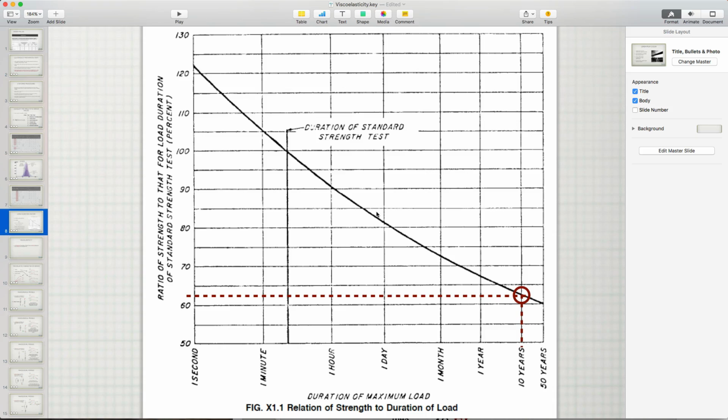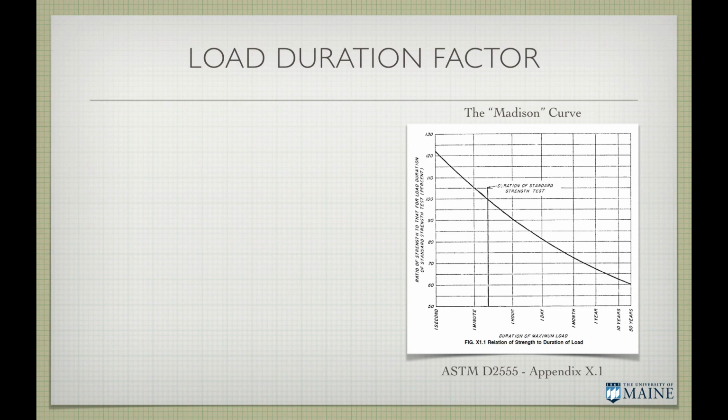An hour, a day, a month, a year, 10 years. And I've got 10 years circled. This will go up to 500. I got that point. Okay, the 10 years. 0.625 is that value.